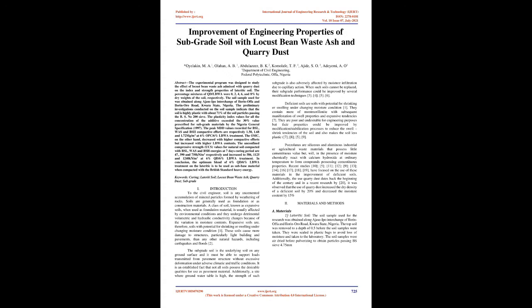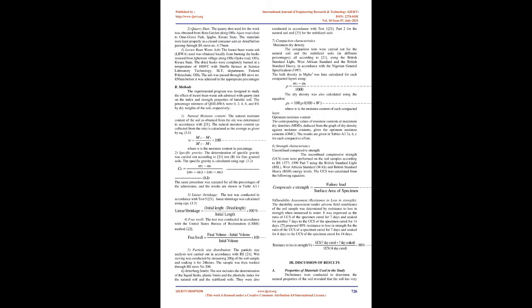These soils cause more damage to structures, particularly light buildings and pavements, than any other natural hazards, including earthquakes and floods. The subgrade soil is the underlying soil on any ground surface and it must be able to support loads transmitted from pavement structure without excessive deformation under adverse climatic and traffic conditions. It is an established fact that not all soils possess the desirable qualities for use as pavement material.